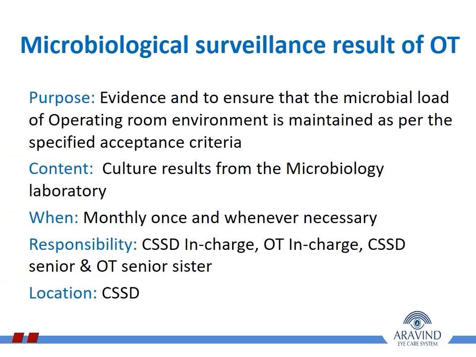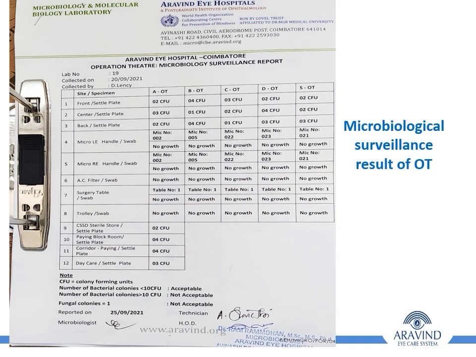Next is the microbiology surveillance result of OT. The purpose of the register is to maintain evidence and to ensure that the microbiological load of operating theatre environment is maintained as per the specified acceptance criteria. It contains culture results from the microbiology laboratory. The entry is done monthly once and whenever required. This slide shows the microbiological surveillance result of the operating theatre.